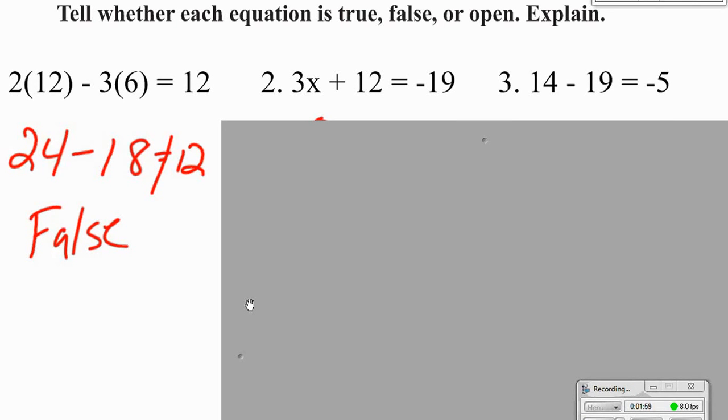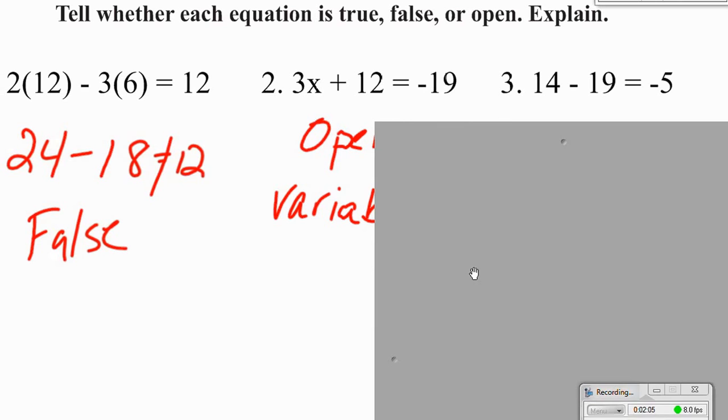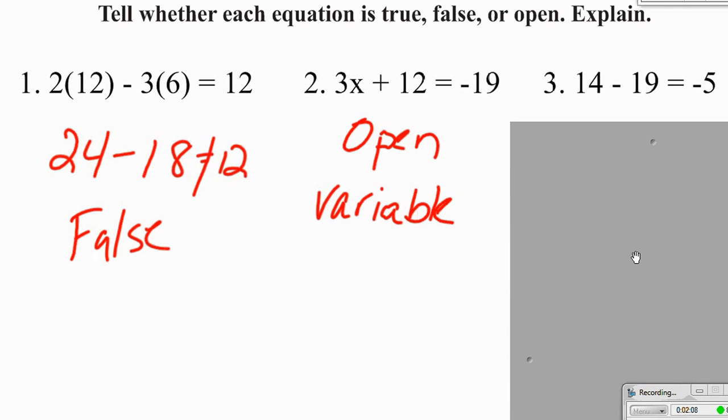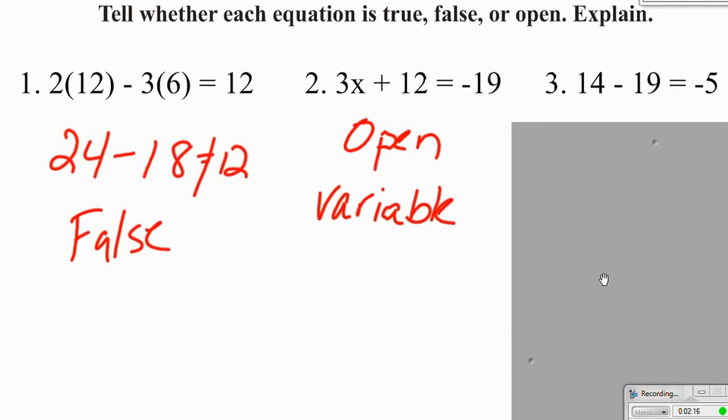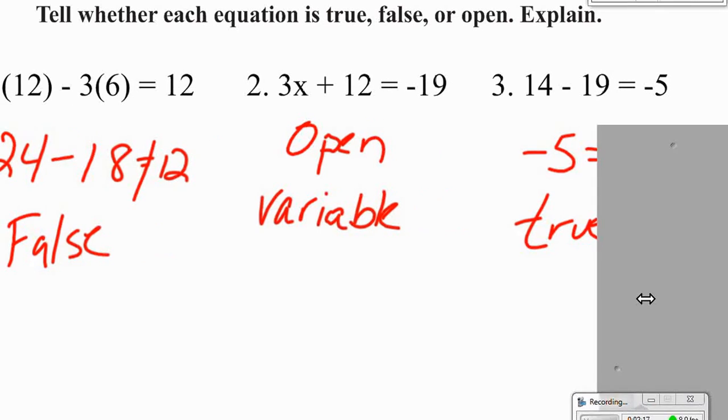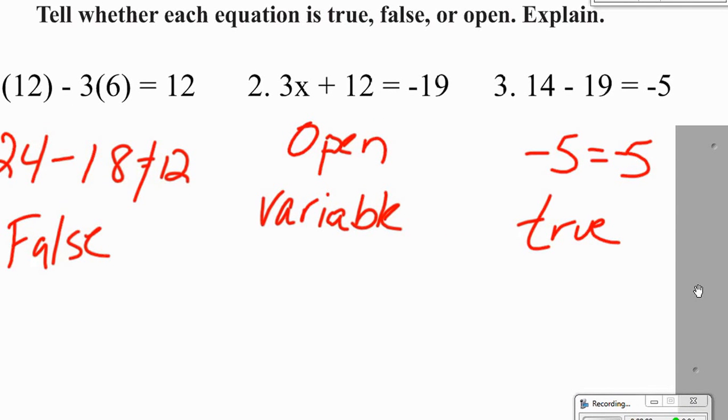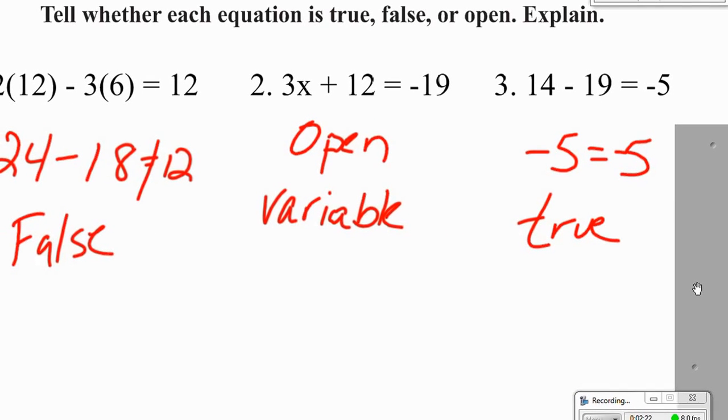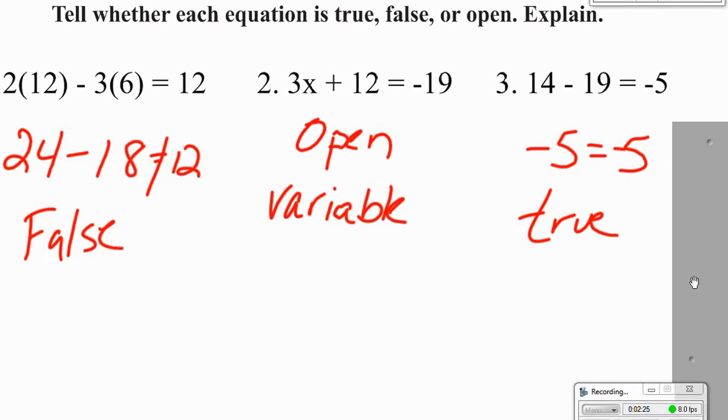Our second example, 3x plus 12 equals negative 19. Well, it's open. There's a variable there, and we have no idea what x is going to be equal to at this point. Our final one, 14 minus 19 equals negative 5. Well, we all know that that is true, because 14 minus 19 does equal negative 5.